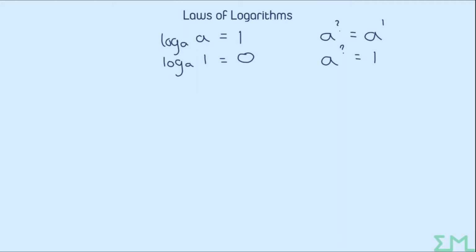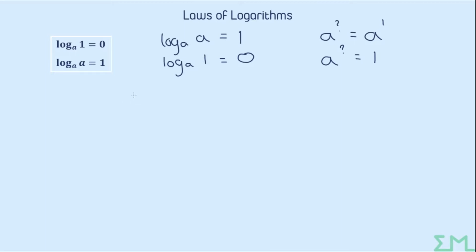Let's just bring that up. There we go. We've got log base a of 1 is 0 and log base a of a is 1. That can be helpful when you're trying to simplify things. Whenever you spot it, you want to use those, show that you know what you're talking about.